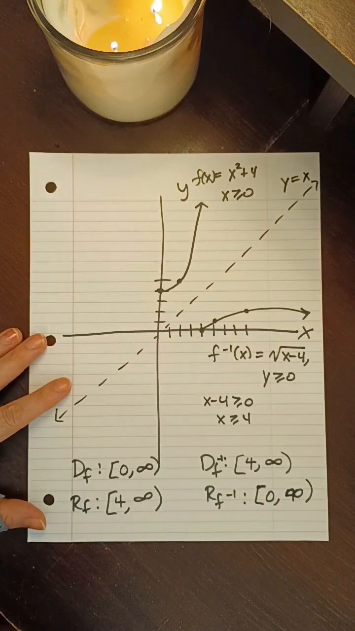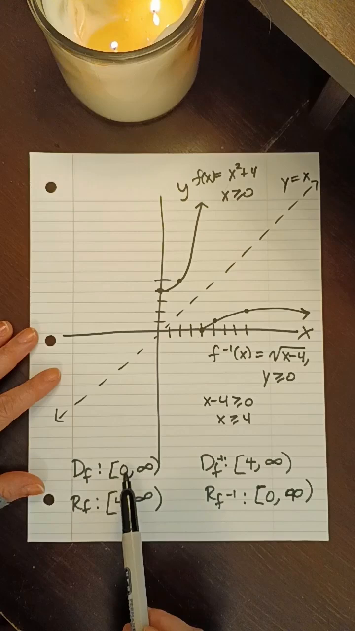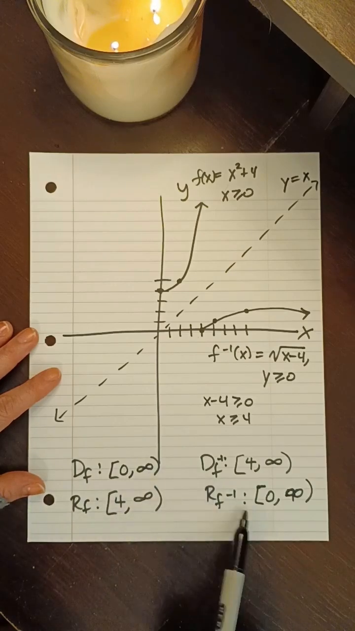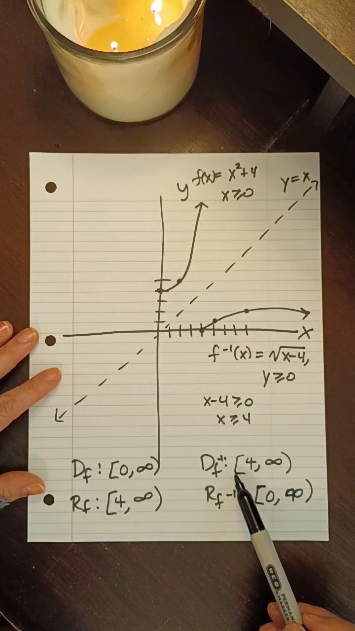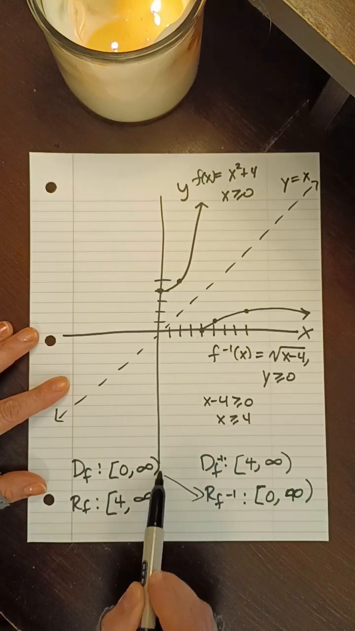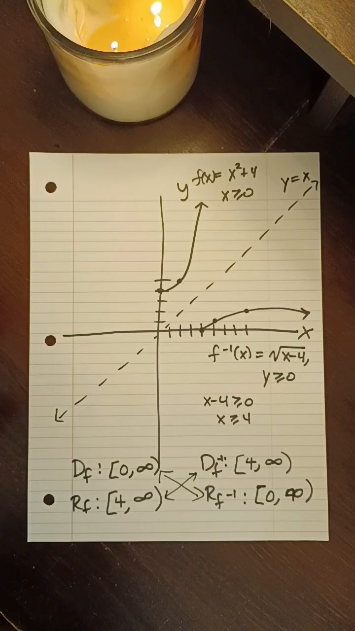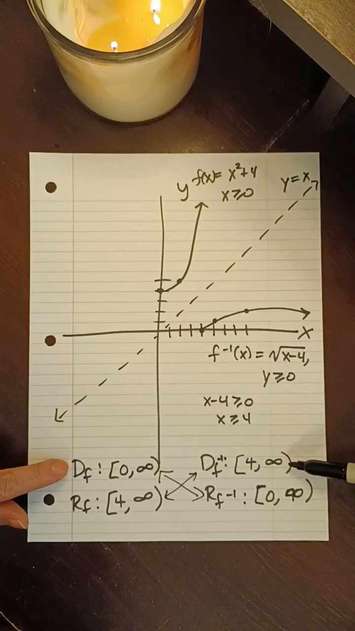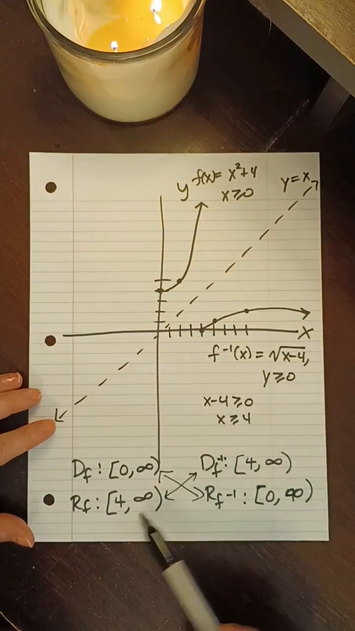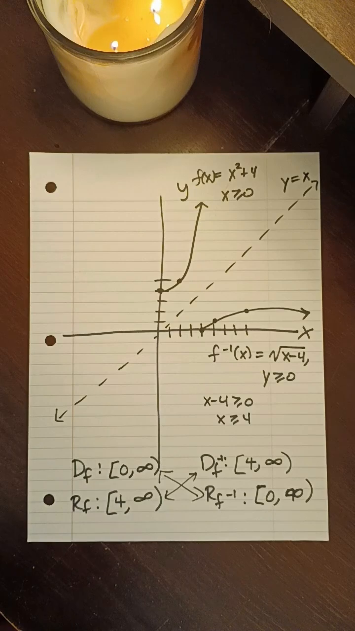And with functions that are inverses of each other, the domain of f and the range of f inverse are equal. And the domain of f inverse and the range of f are equal. So these two are the same, and these two are the same when the functions are inverses of each other. And so all you really need to do is just find the domain of each one, and then just copy that answer here, and copy this answer here, because they're equal to each other.